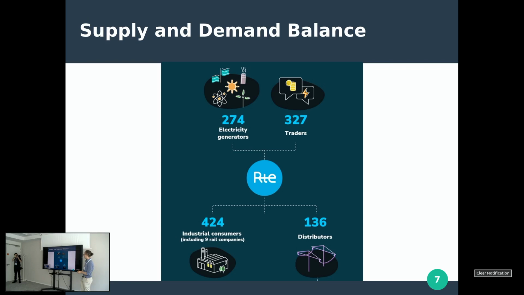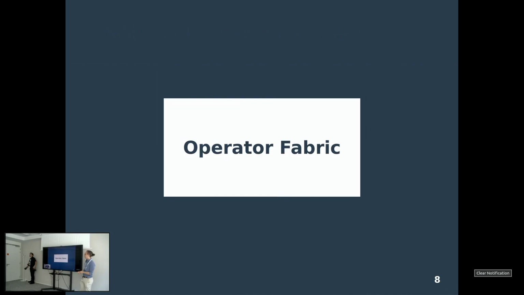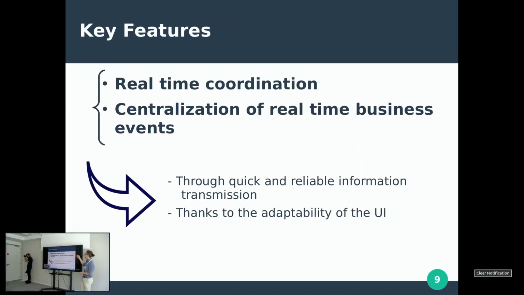The control rooms, they have to communicate with hundreds of actors for different reasons, and all those people need clear communication between them. So this is why we have Operator Fabric that has been created. The main features are real-time coordination. This allows the actors to see who has seen which information, who has acted upon what, and it allows to send information really quickly between different actors.